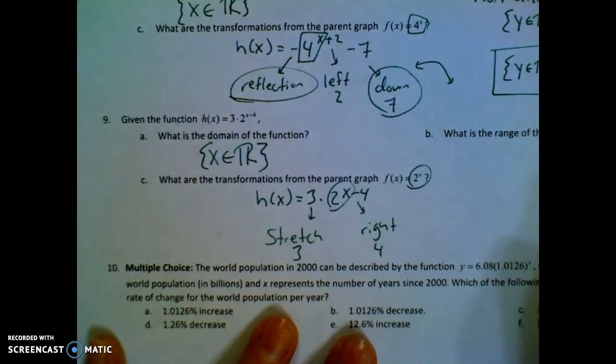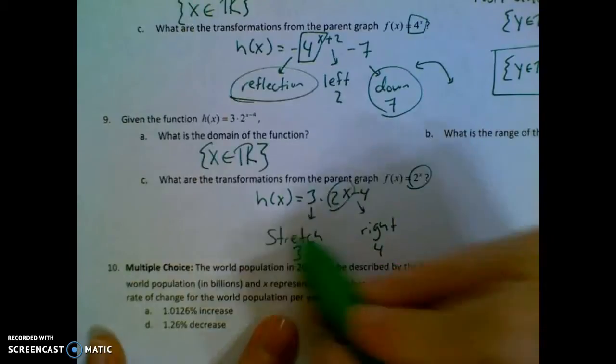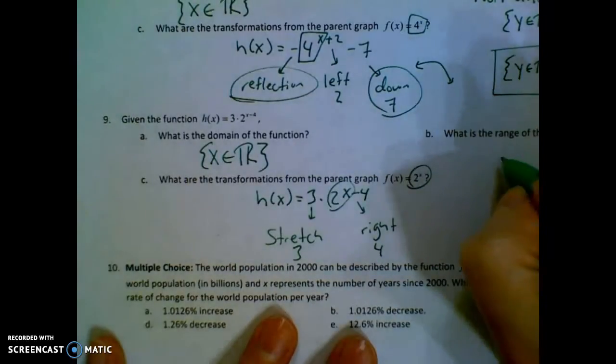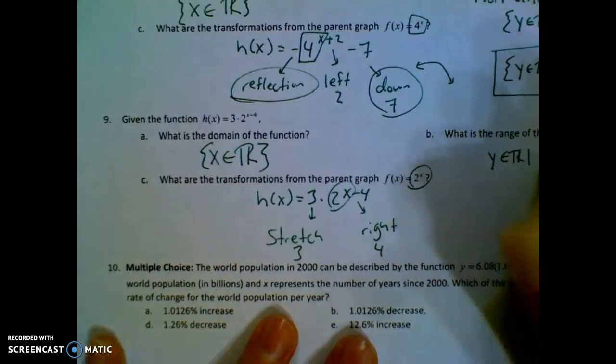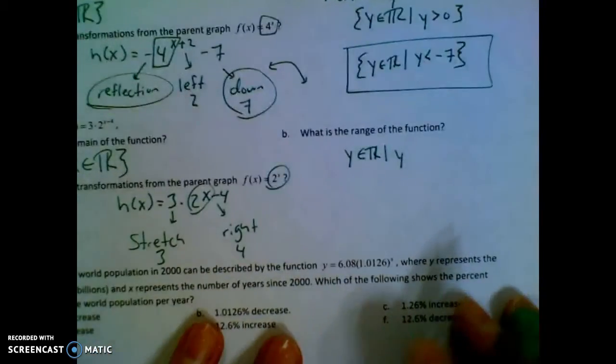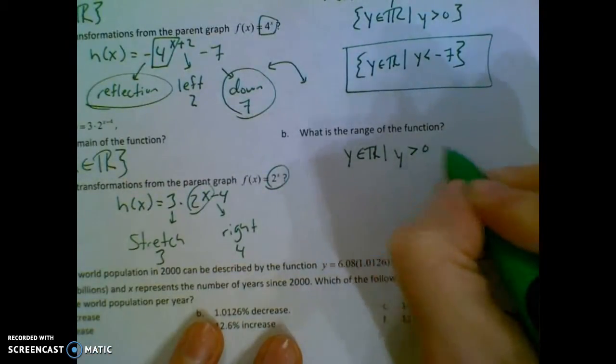And what is the range of the function? Well, I didn't move it up or down, and I did not reflect it. So this guy is fine. He's going to be what the original range normally is. Y, I'm sorry, I keep getting off the paper there. Y is greater than 0.